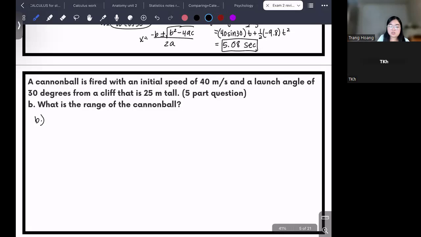Next is part B, which is what is the range of the cannonball? We're at 7:35. I'm going to give y'all 3 minutes to set up and try to find an equation and see what you're going to use for the range. Okay, so I'm going to set a timer for 3 minutes. Just holler at me if you have any questions or put it in the chat.